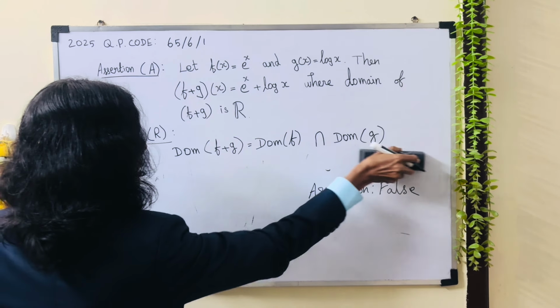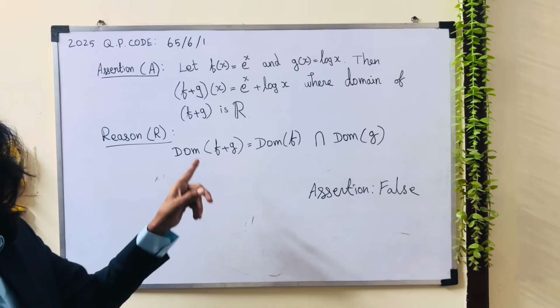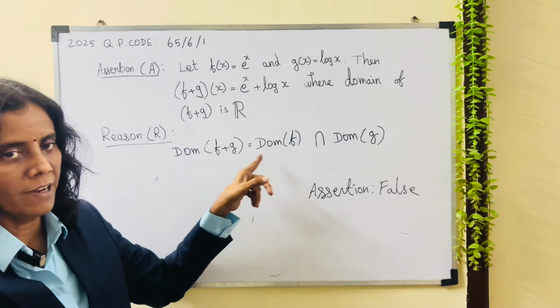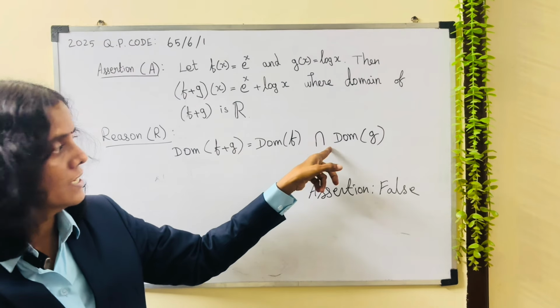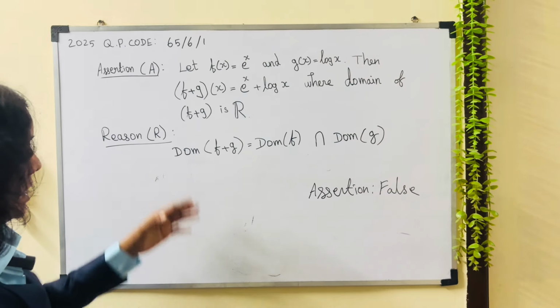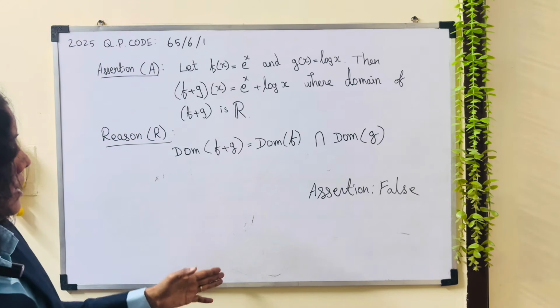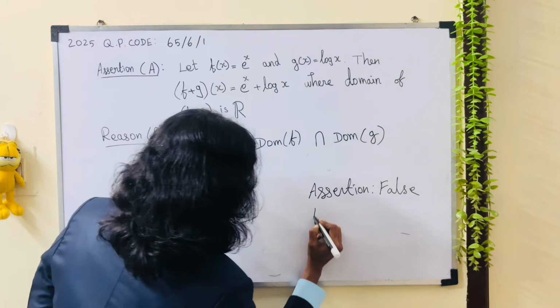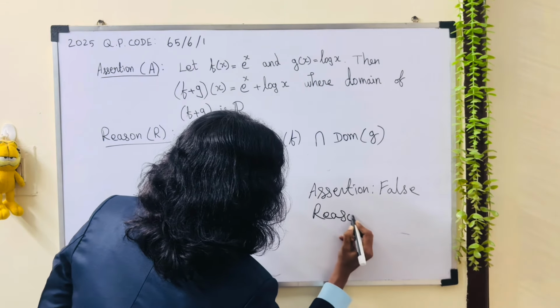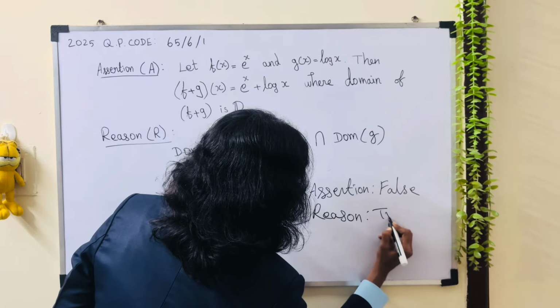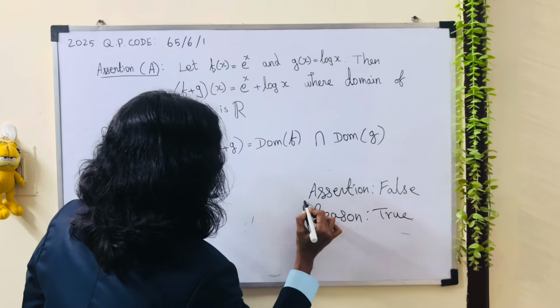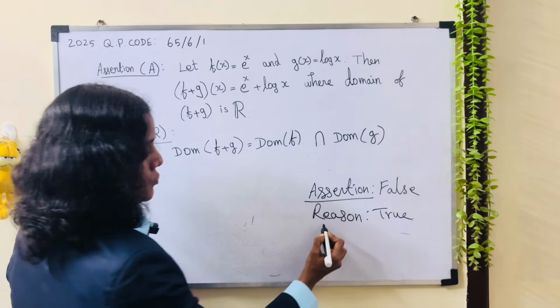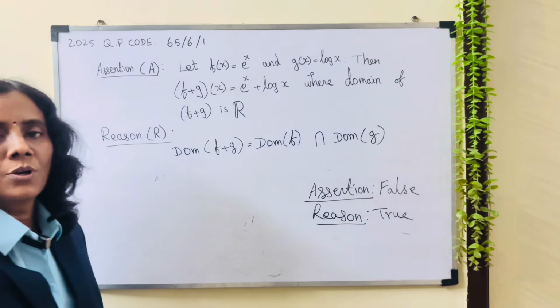Next reason is domain of f plus g equal to domain of f intersection domain of g. This is the fundamental rule of domain of sum of functions. Therefore reason is true. For this problem assertion is false and reason is true.